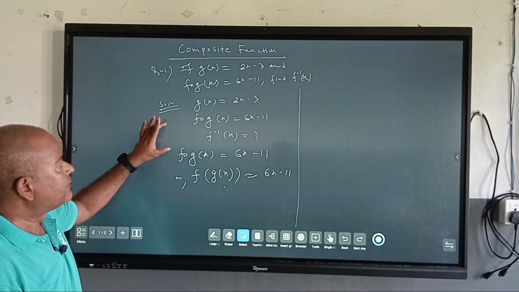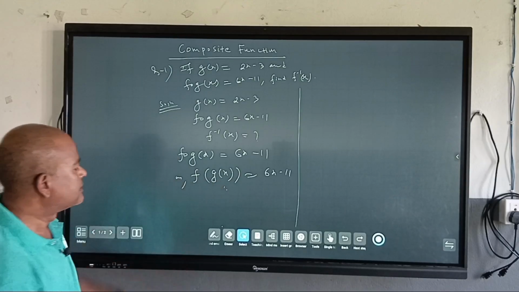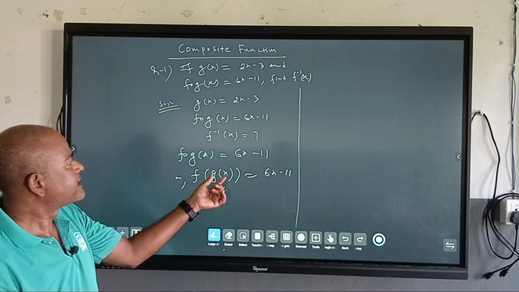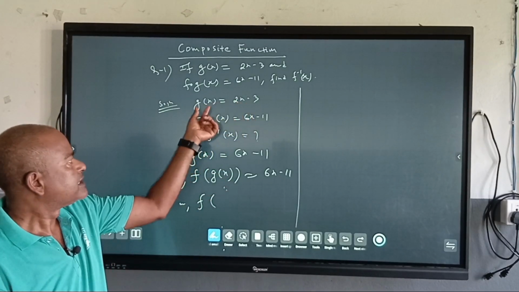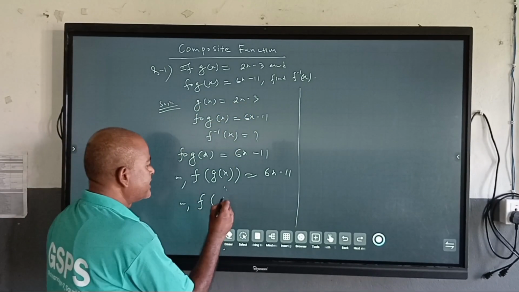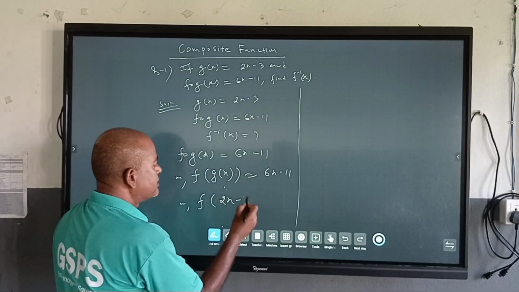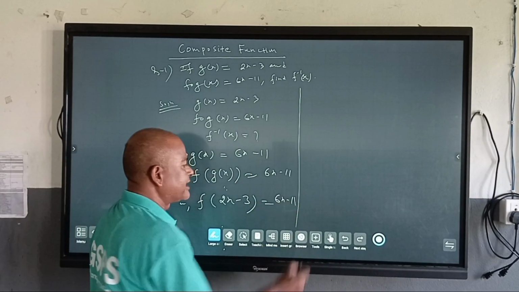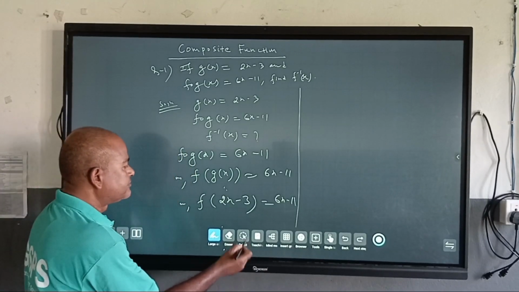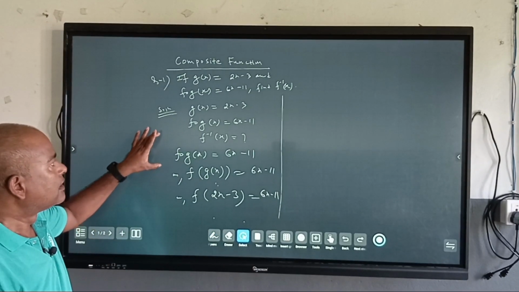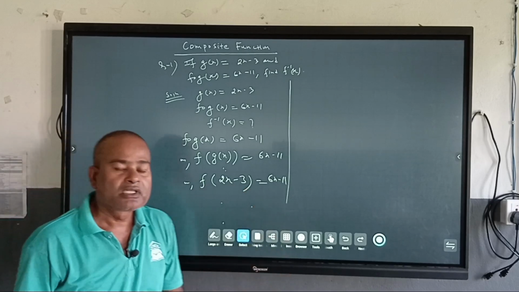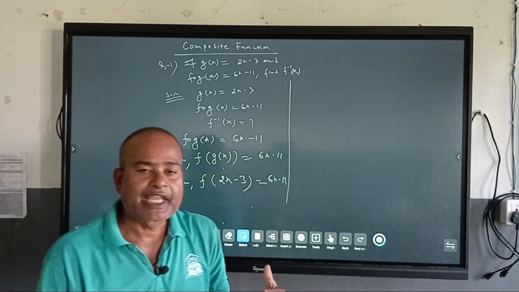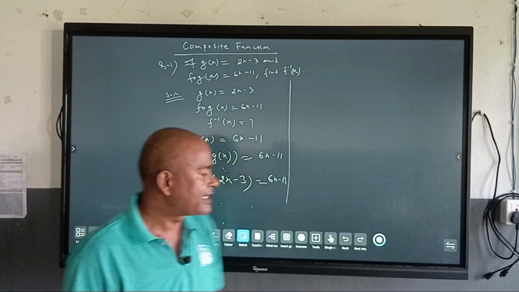Dear students, now we'll put the value of the function gx. Gx is already given: gx is equal to 2x minus 3. So f of 2x minus 3 equals 6x minus 11. Dear students, now by solving this function we have to find out the function fx, and after finding fx we'll find out the inverse of the function fx.